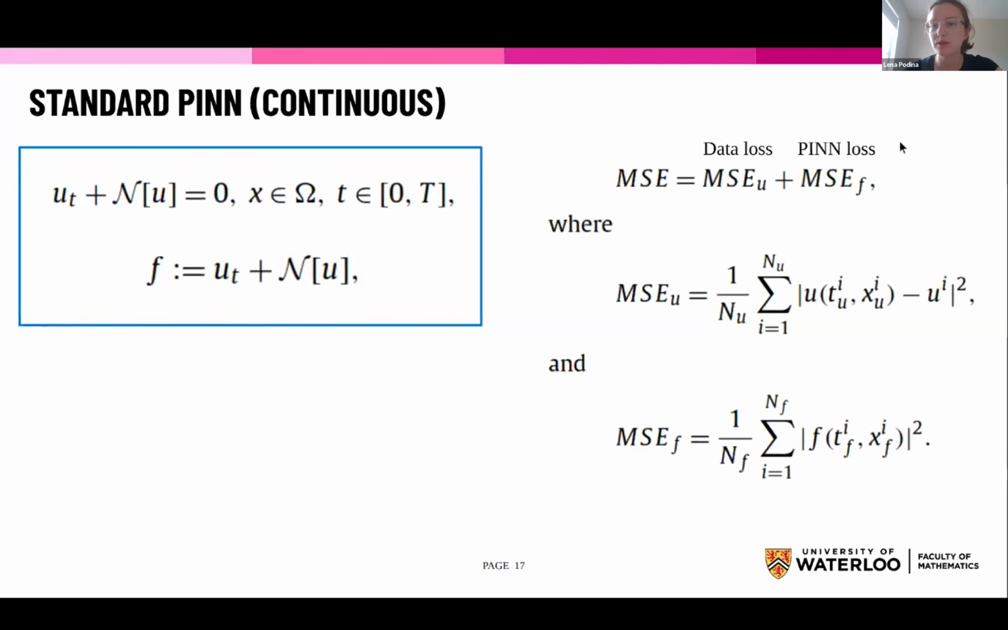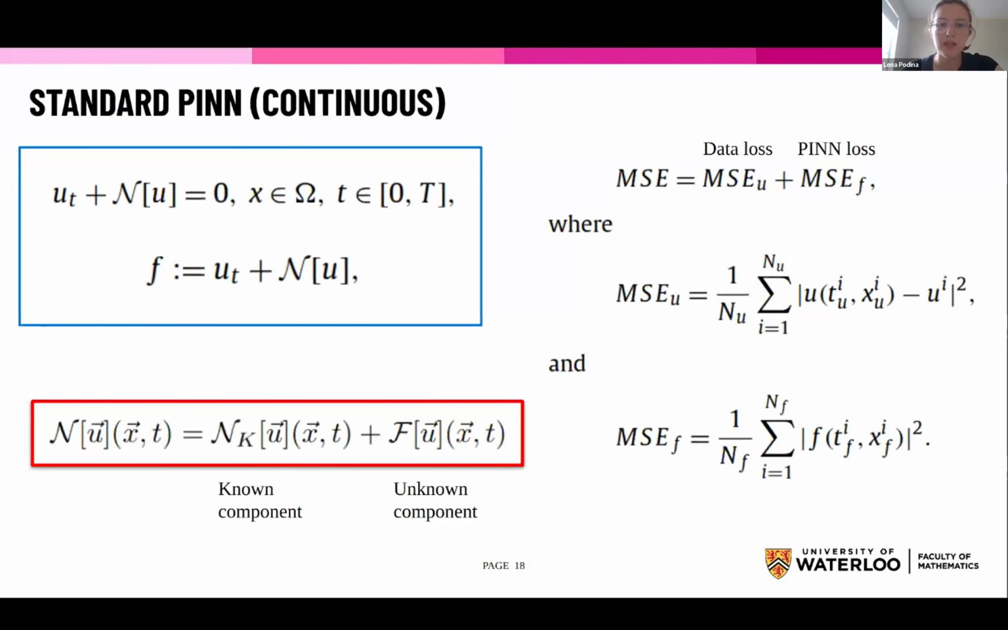So one way to do this is you can have two loss components, the data loss and the PINN loss. The data loss ensures that the neural network or the surrogate solution fits the data, and the PINN loss ensures that it fits the differential equation.